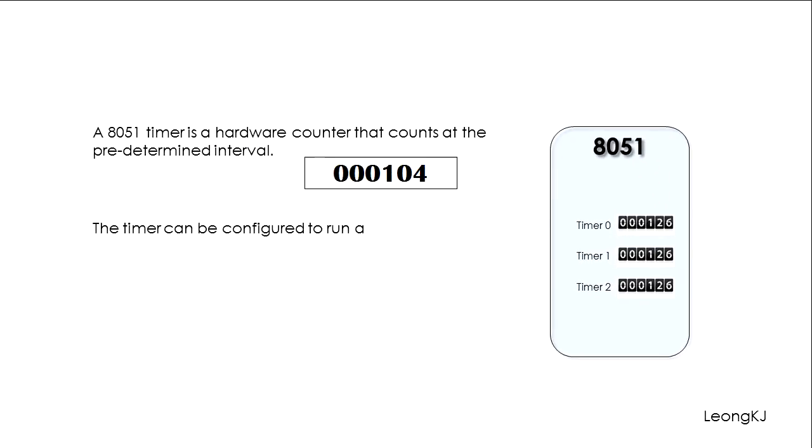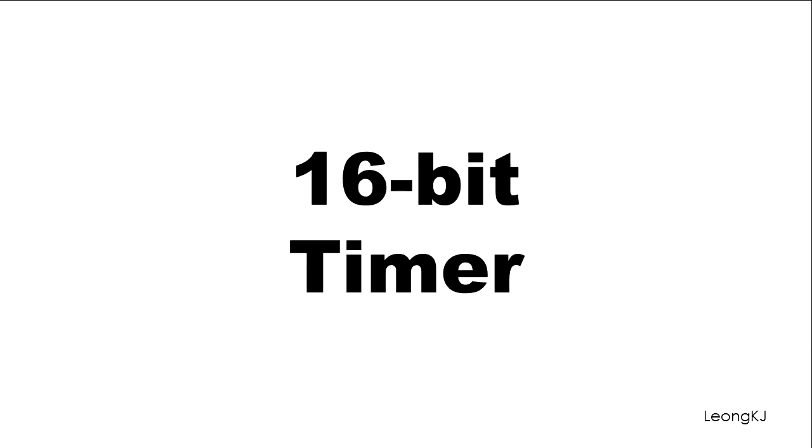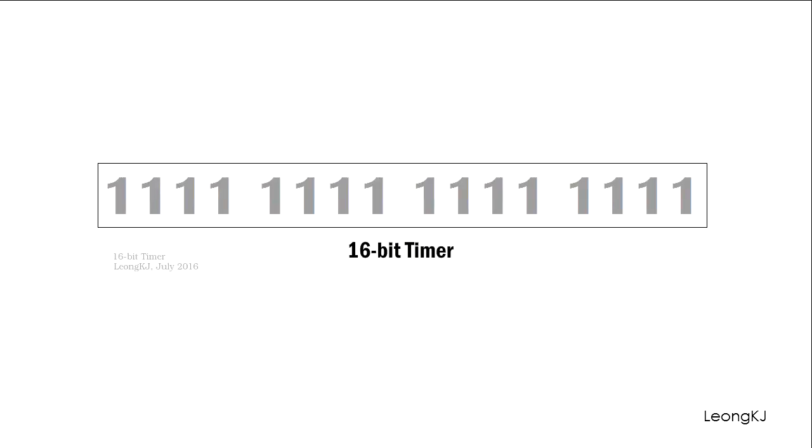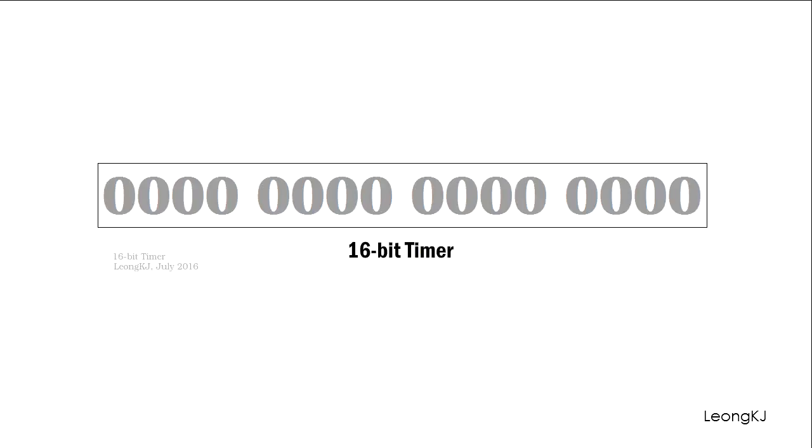The timer can be configured to run as an 8-bit, 13-bit or 16-bit timer. Let's focus our discussion on the 16-bit timer. The 16-bit timer has 16 binary bits. The timer counts at a predetermined interval. It can count from 0 to all ones. After counting to a maximum of all ones, the timer goes back to all 0. This condition is called an overflow. The timer continues to run after an overflow.